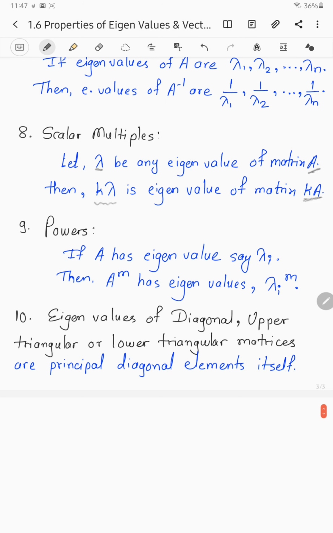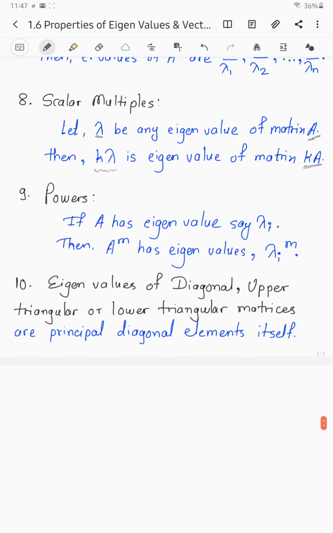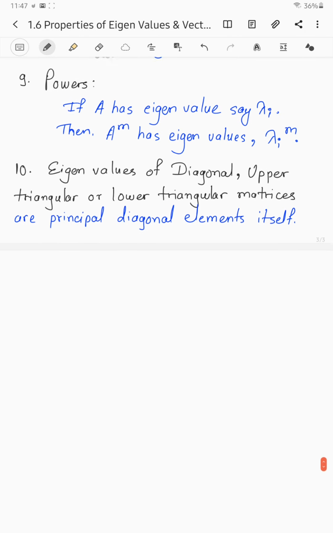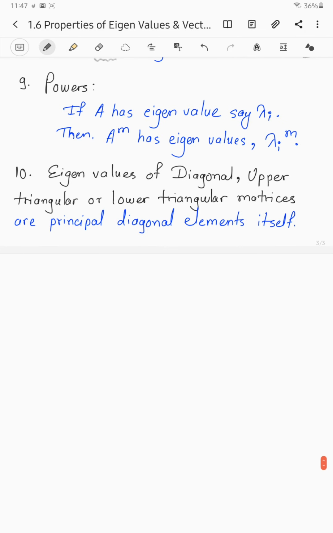Eigenvalues of diagonal, upper triangular or lower triangular matrices are nothing but the principal diagonal elements themselves. Suppose this is the matrix 1 0 0 2. What is the determinant? Determinant is 1 into 2, which is 2. The determinant is the product of eigenvalues. For this diagonal matrix, the eigenvalues are 1 and 2, and their product is again 2.